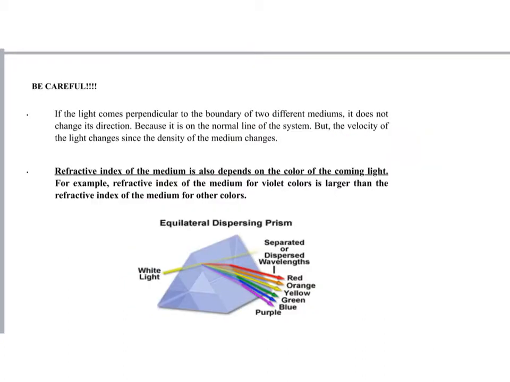If the light comes perpendicular to the boundary, this is our boundary, let's say N1, N2, and the light is coming perpendicular to the boundary, it doesn't change its direction because it is on the normal line of the system, but the velocity of the light changes. Since the density of the medium changes, there will be no refraction. But if n1 is bigger than n2, we can say that the speed of light in the first medium is smaller than the speed of light of the second medium.